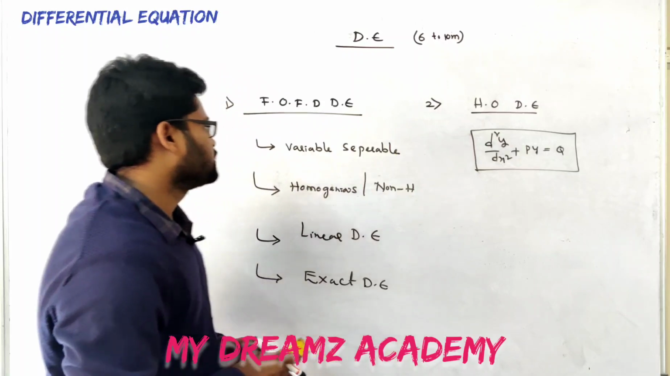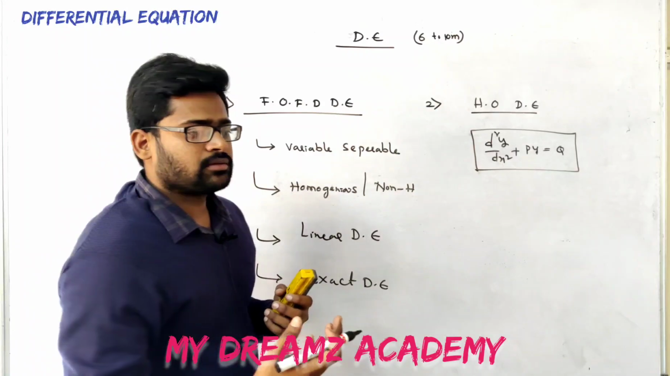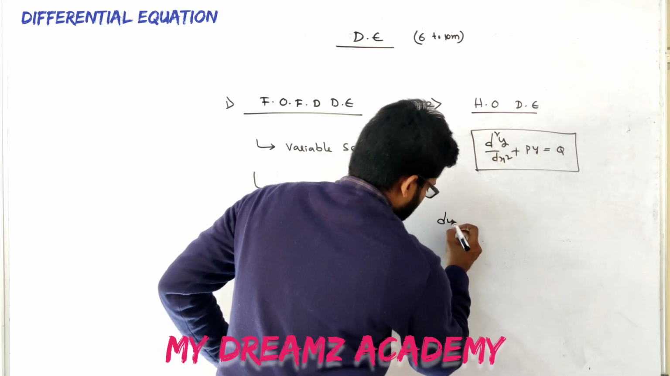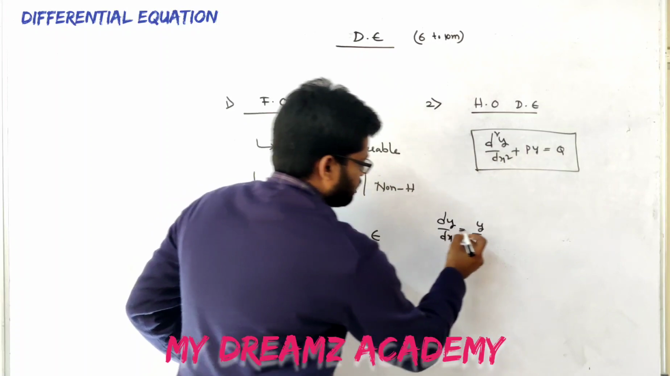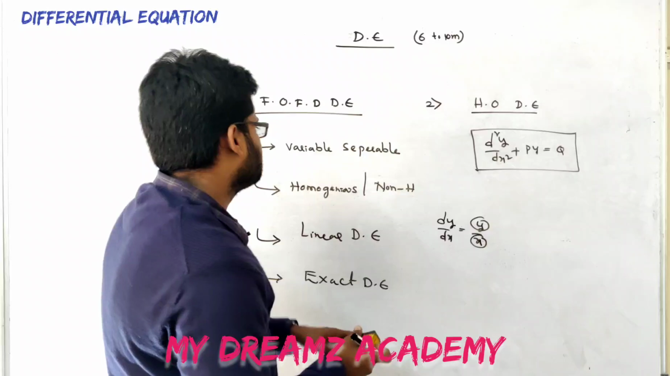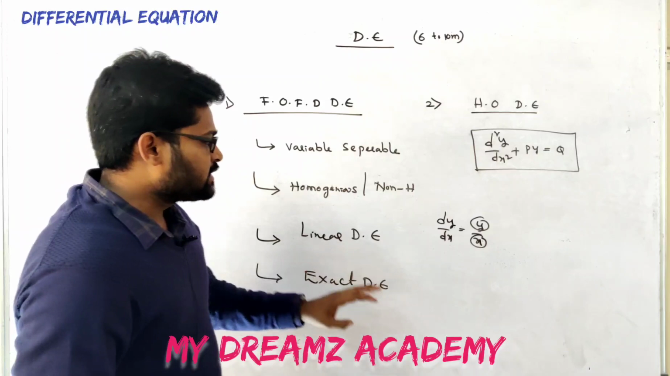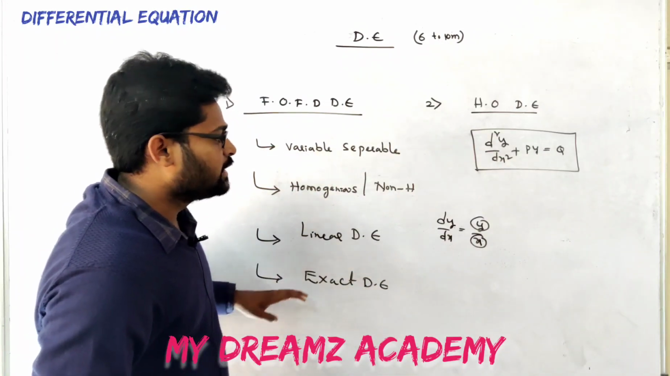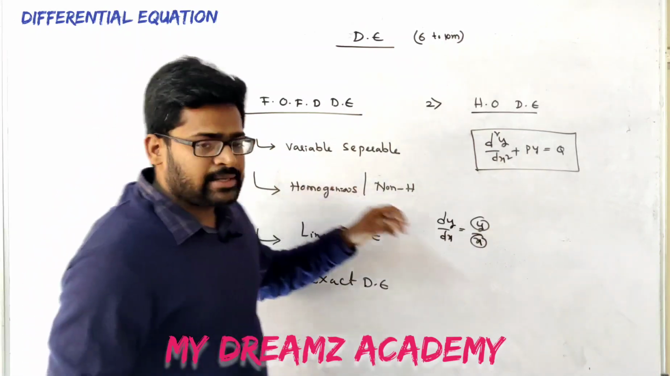Variable separable method deals with any equation in which you can separate the variables. Let us consider dy by dx equals y by x. Here the variables are y and x. If you can separate the variables, it comes under the variable separable method. One thing you have to remember is that you can solve any question using these four methods, depending upon the condition. But whichever method you use, you will get the same solution.